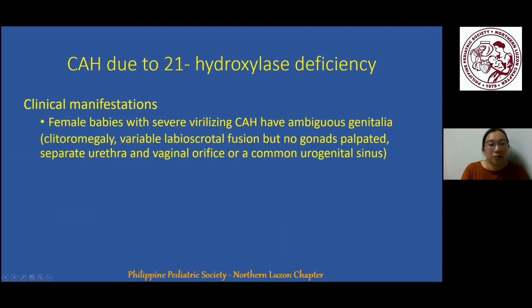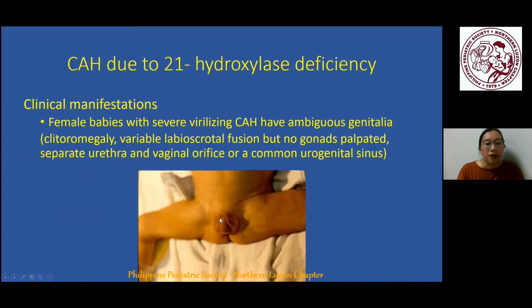So what are the clinical manifestations of this 21 hydroxylase deficiency? Female babies with severe virilizing CAH have ambiguous genitalia. They either have clitoromegaly, variable labioscrotal fusion but no gonads palpated, separate urethral and vaginal orifices, or a common urogenital sinus. You see in this picture, at first glance, you will note that this is a male neonate. However, if you palpate the scrotal folds, no gonads are palpated.